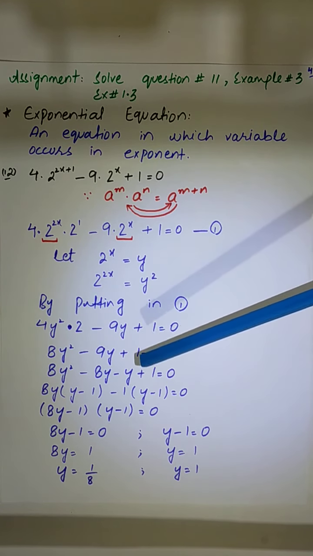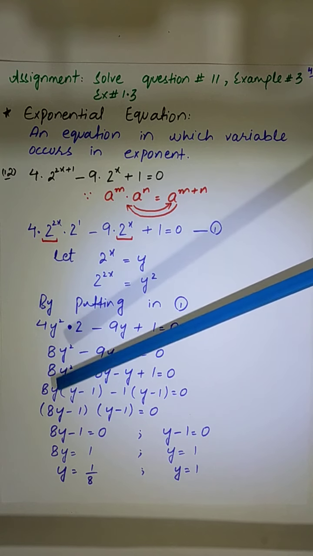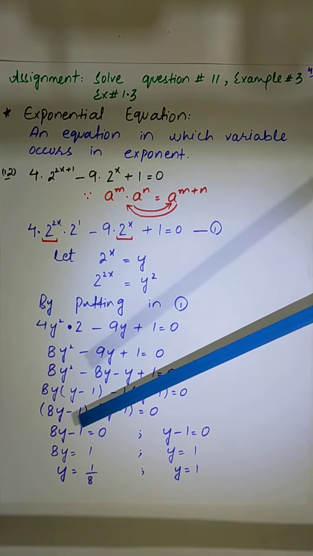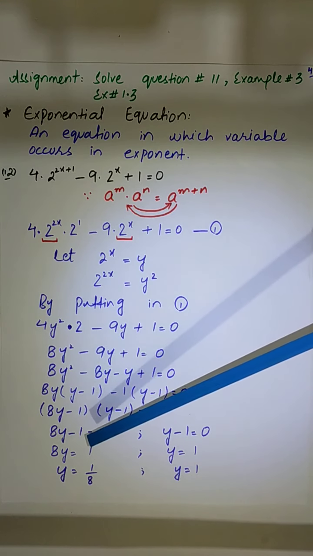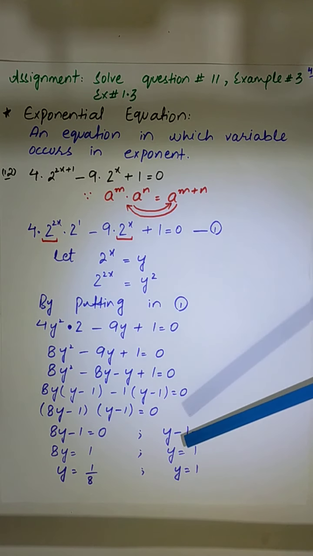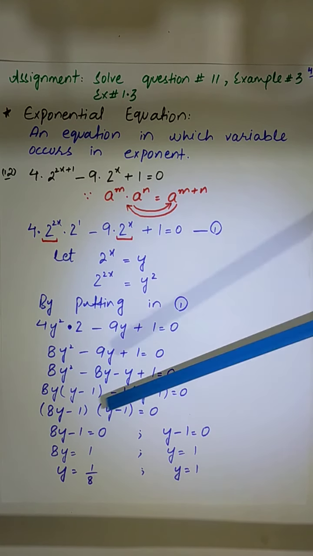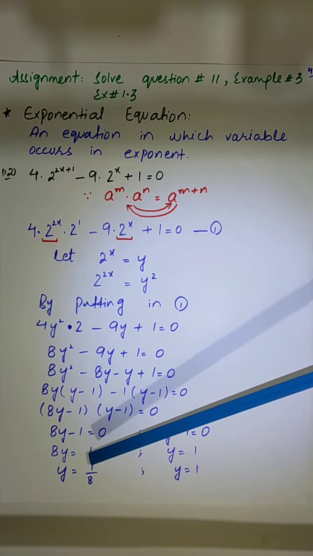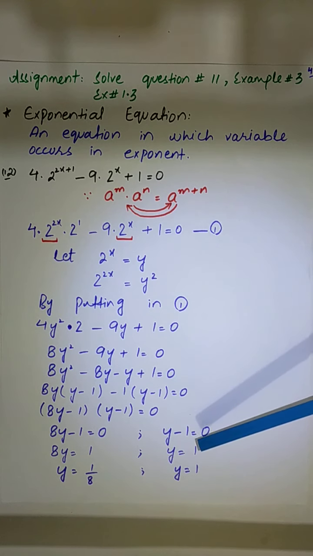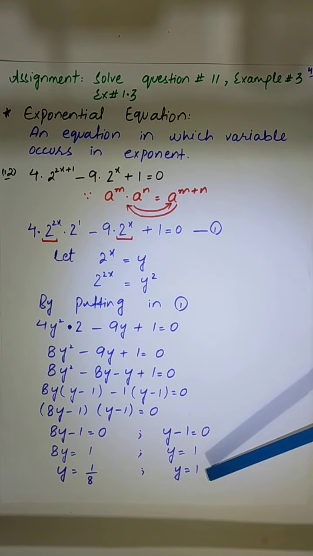In the next step, we know that we have to take the common. 8y is common, y minus 1 is left, minus 1, y minus 1 is equals to 0. Now we have two factors, that is 8y minus 1 and y minus 1, which is equals to 0. 8y minus 1 is equals to 0 and y minus 1 is equals to 0. From here we get the value of y, that is y is equals to 1 by 8, and from here we get y is equals to 1.